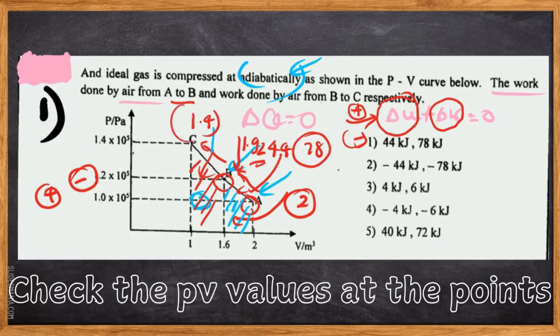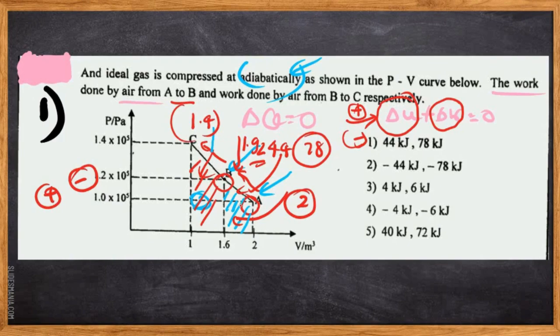So what you see here is the temperature goes down, so delta U will be a negative value. From A to B, delta U is negative, so delta W has to be a positive value, then these two cancel off and it will be 0. Then B to C, again it's 1.92 to 1.4, the value decreases, so again delta U is negative and delta W is positive. So 44 and 78, the answer is the first one.